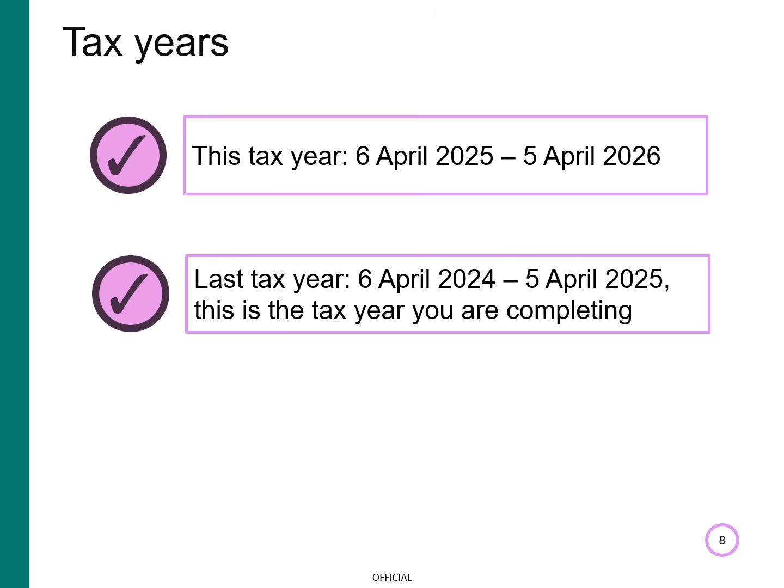Rather than keep repeating the tax year, I'm going to refer to this year and last year. So this year is the 6th of April 2025 to the 5th of April 2026 tax year. Last year is the 6th of April 2024 to the 5th of April 2025 tax year. So that's the year of the tax return you're filling in. We'll now look at each of the pages of the tax return and where to find the figures.